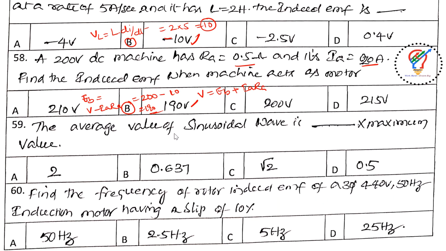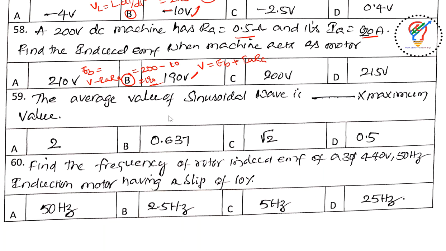Now next one. The average value of a sinusoidal wave is a dash into the maximum value. If you take any waveform like this, obviously if you take it over a complete time period or over one cycle, the average value is going to be 0. But if you consider only the half cycle, then the average value will have some magnitude. If you take a full cycle, it will be 0.